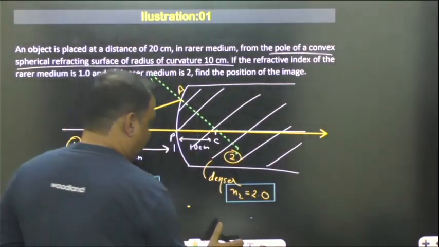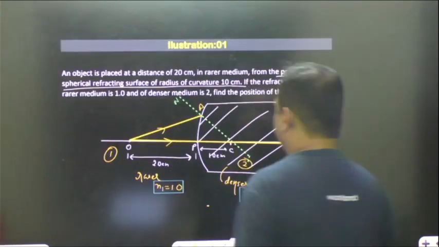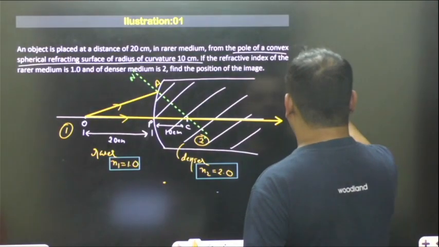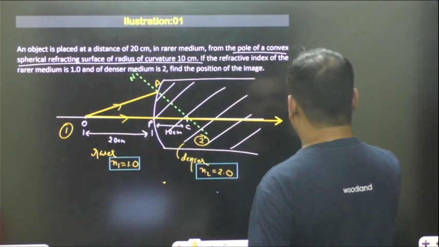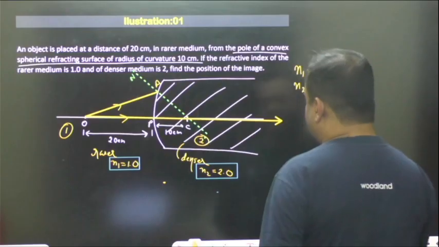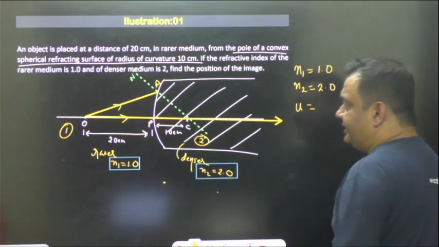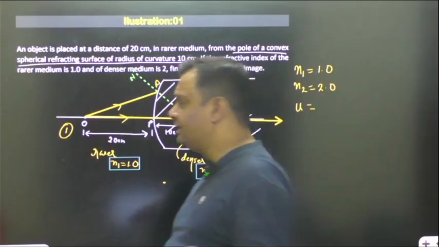Now let us put all the data. What is n1? That is 1. What is n2? The medium in which light is entering. Which will be the positive side? So we know the sign convention.